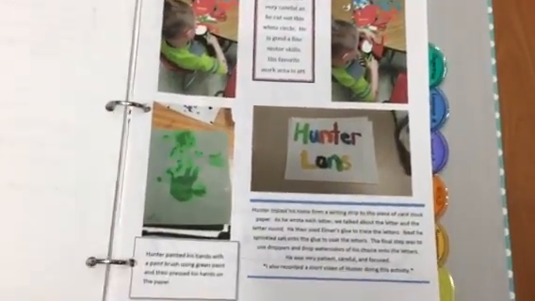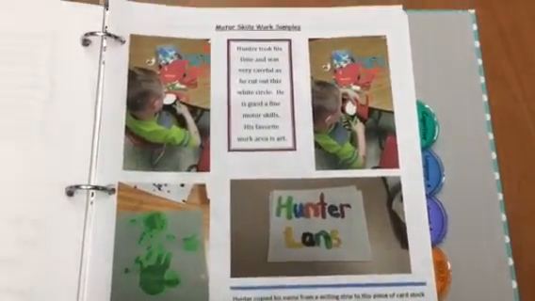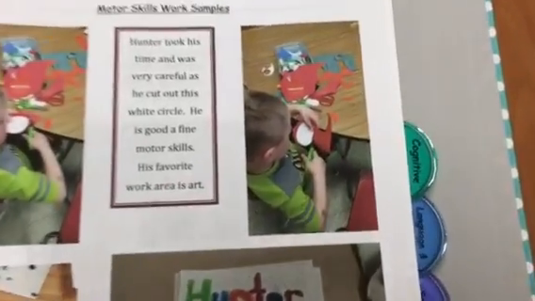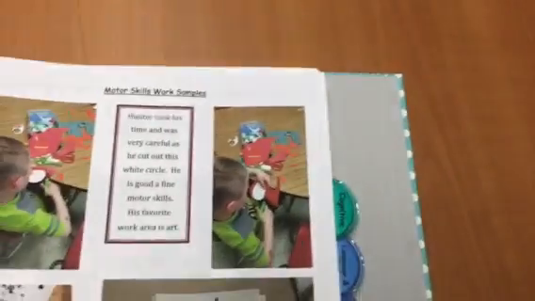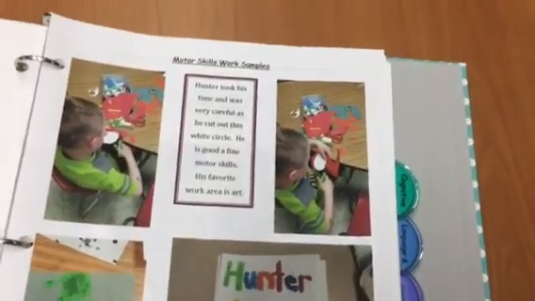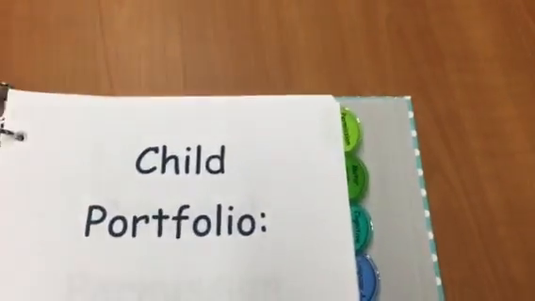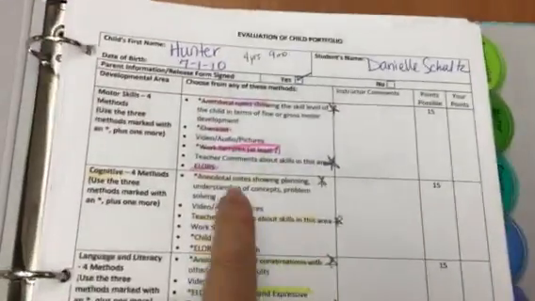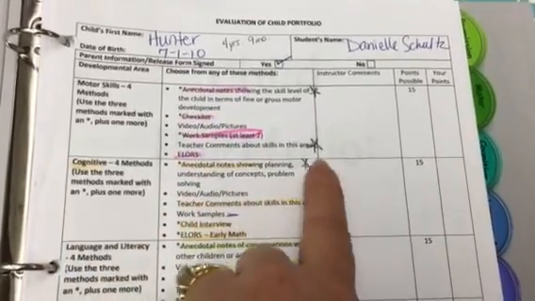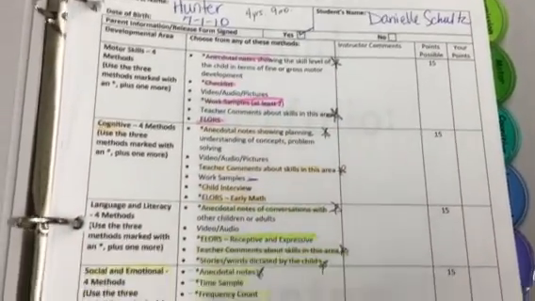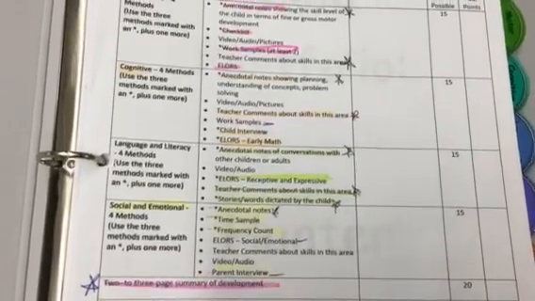Another checklist. You see that she has photos that indicate some of his fine motor skills. For example, you can see there that he is able to cut with his scissors, indicating good fine motor skills. So you need to have the areas that are listed on the sheet. And you can see that she used the evaluation form as a way to check off that she had the right number of items in each area.